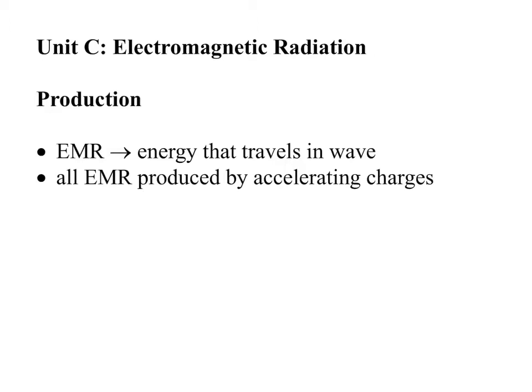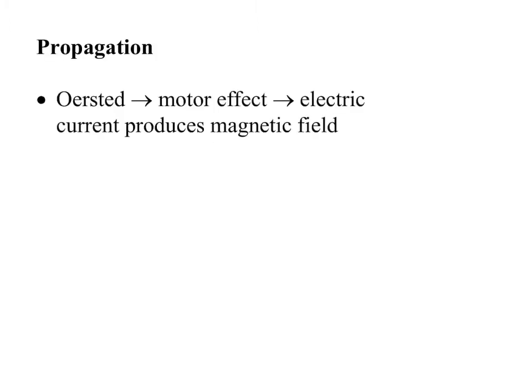So EMR, electromagnetic radiation, is just any energy that travels in a wave. And this is produced by accelerating charges. We were just talking a lot about accelerating charges and what happens there. So just a little bit of review from the last unit.